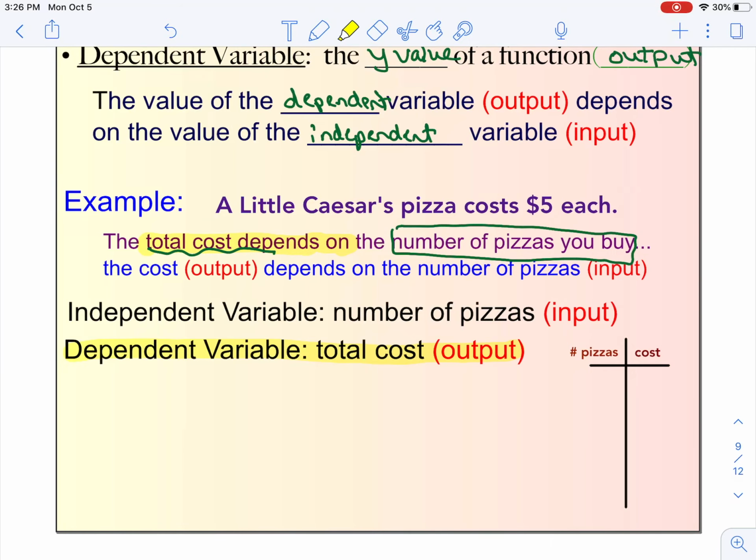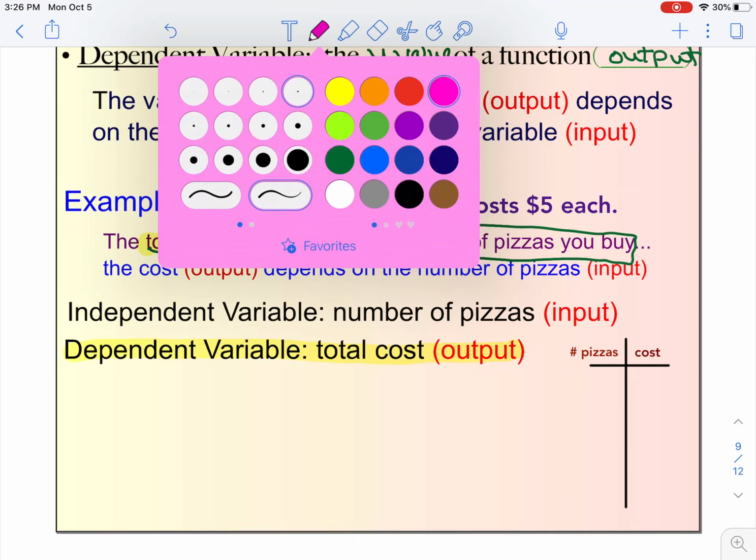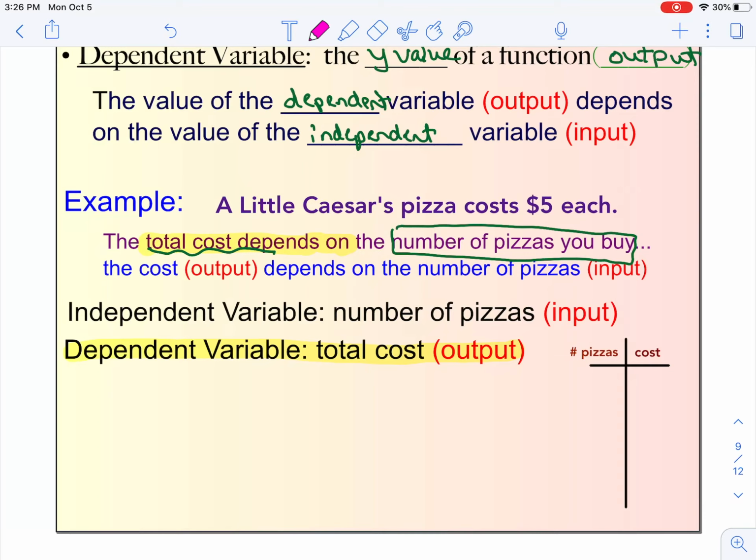So these can get kind of confusing at first, but continue to work on trying to figure out which depends on which. When it says total cost depends on, that means my cost is my y value, and my number of pizzas is my x value. So when I put in 1 pizza, my cost is $5. I input 2 pizzas I'm purchasing, and out comes one exact cost, $10. 3 pizzas, 15, etc.